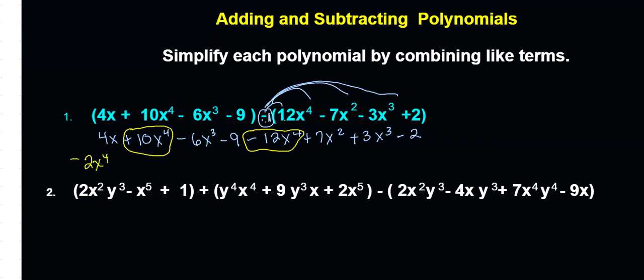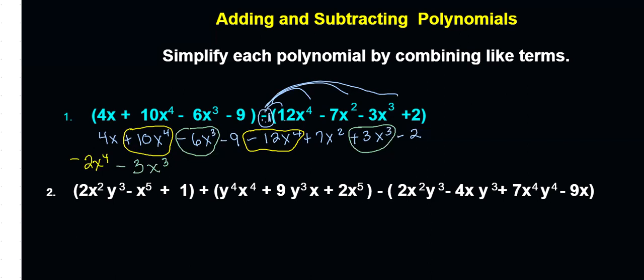Now, let's go to the cubes. How many different cubes do we have? So I have -6x cubed, and I've got a 3x cubed. Well, the 6 is bigger and it's negative, so my answer is going to be negative. 6 take away 3 is 3. The signs are different, right? One's negative, one's positive, so you subtract the numbers. You doing okay? All right, let's keep going here.